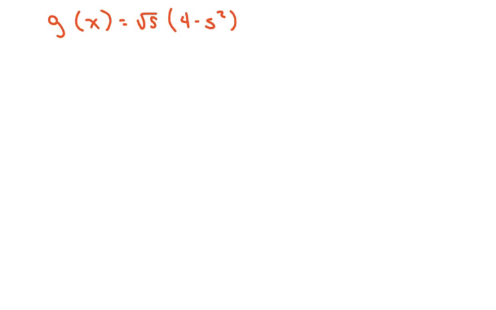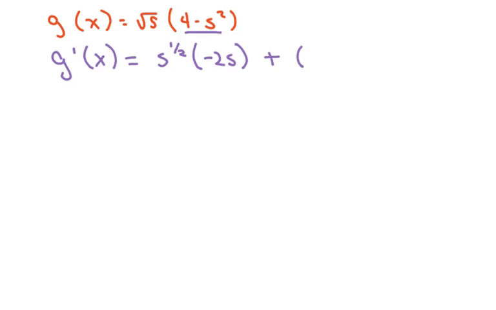And the next one is another square root. So take the derivative of g, so this is s to the 1/2, and the derivative of this piece is negative 2s. And then you add the second function times the derivative of this one, which is going to be 1/2 s to the negative 1/2. Now, for this one, again, I'm going to write this s to the 2 over 2, because that equals 1.